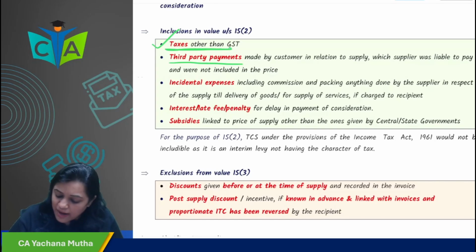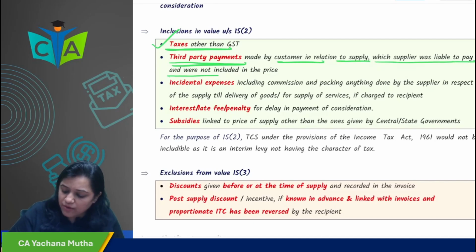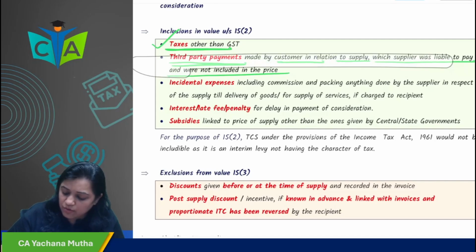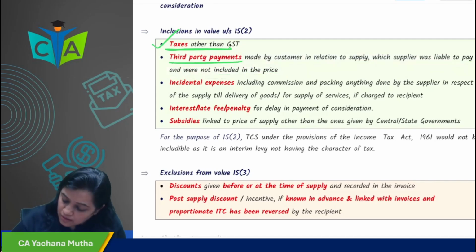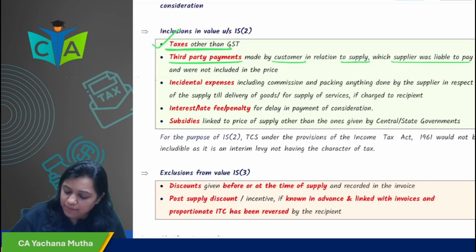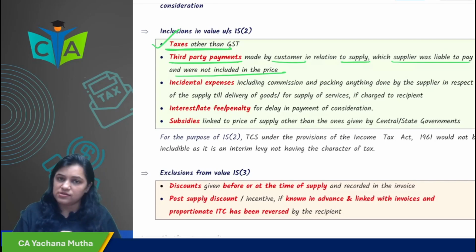Then, third party payment made by the customer in relation to supply, which the supplier was liable to pay and which was not included in the price. What is this? Third party payment by the customer in relation to supply, which the supplier was liable to pay and which was not included in the price.